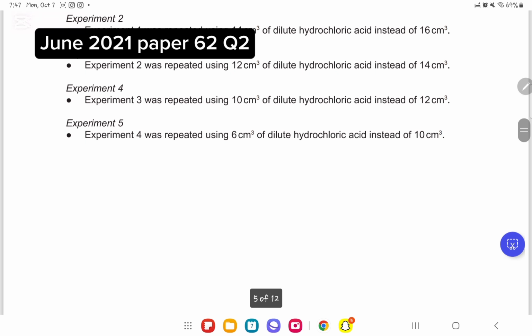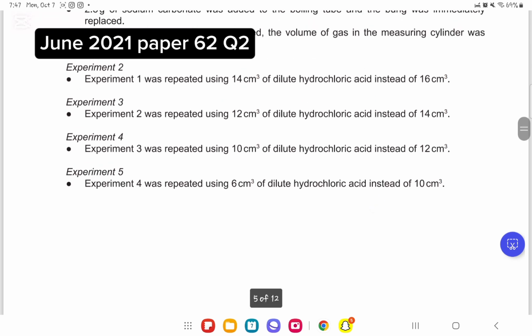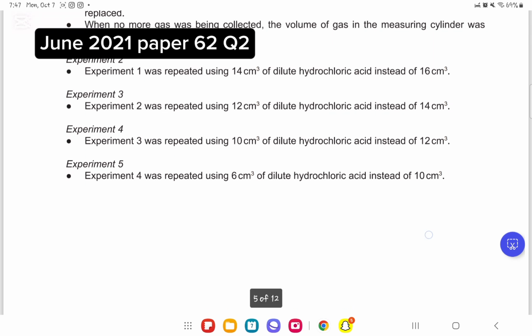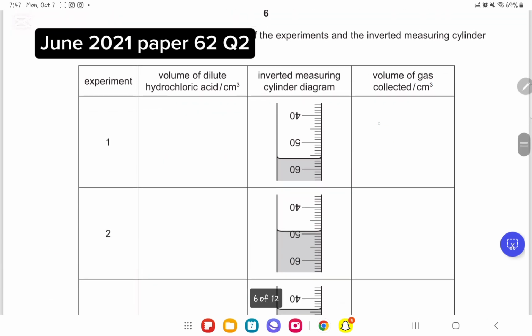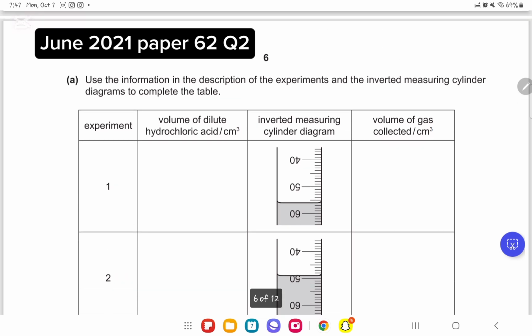Now, experiment 2. Experiment 1 was repeated using 14 centimeter cubed of dilute hydrochloric acid instead of 16 centimeter cubed. Experiment 2 was repeated with 12 instead of 14. Then for experiment 4, experiment 3 was repeated using 10 instead of 12. And finally, for experiment 5, experiment 4 was repeated using 6 centimeter cubed of dilute hydrochloric acid instead of 10 centimeter cubed. So they're telling us, use the information in the description of the experiments and the inverted measuring cylinder diagrams to complete the table.